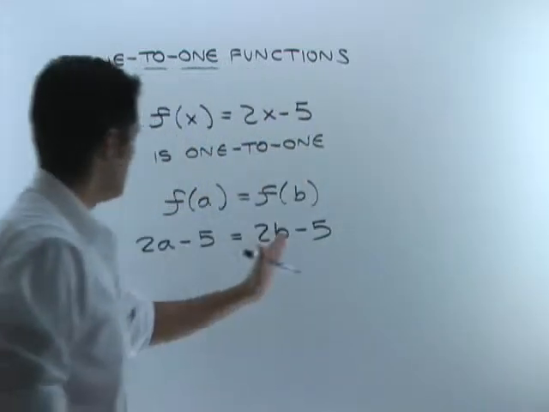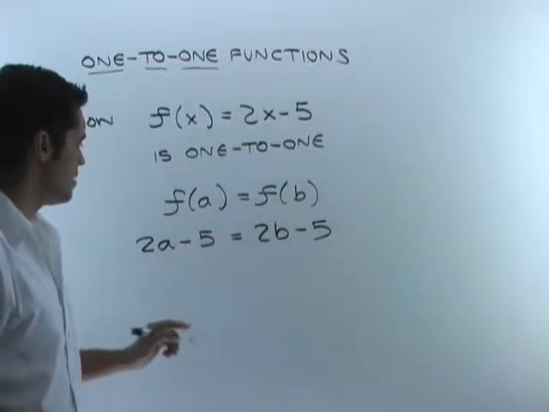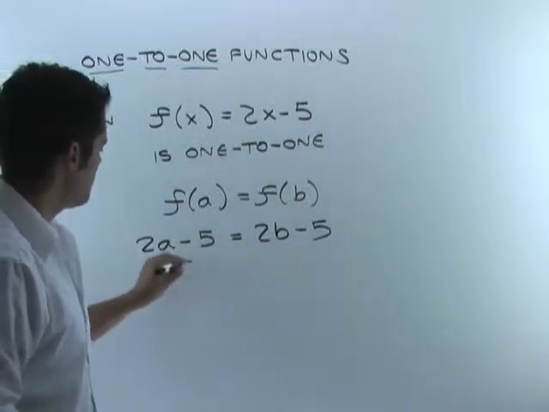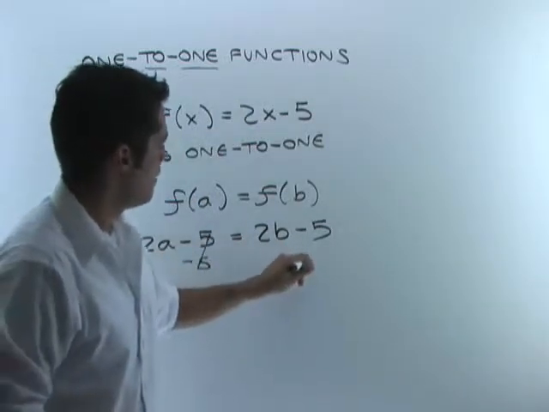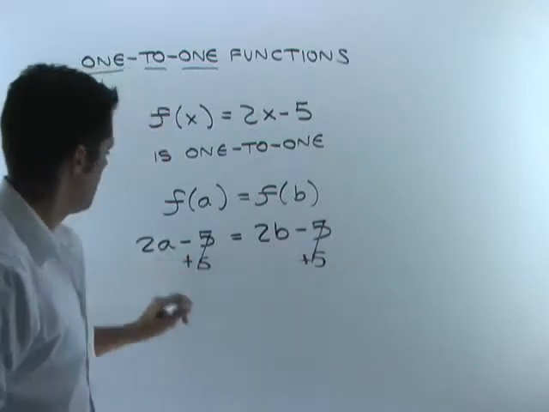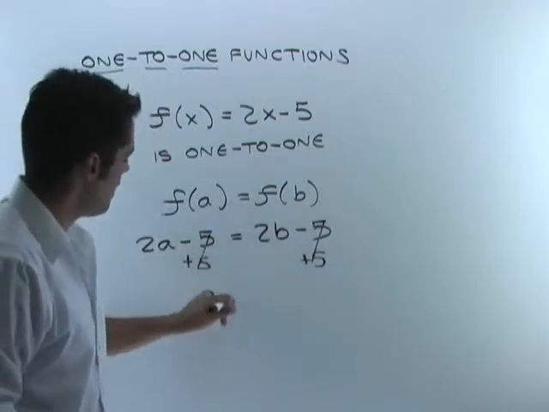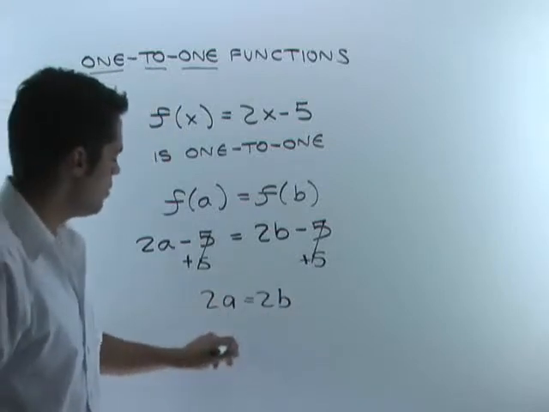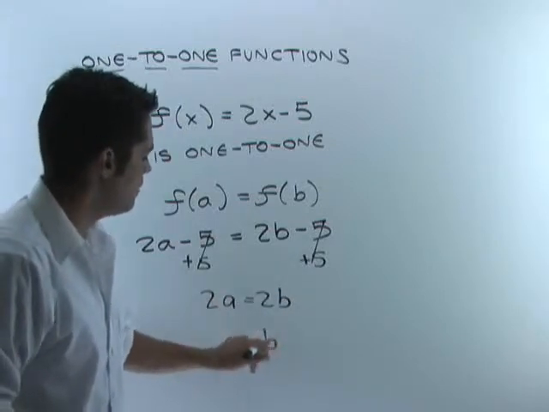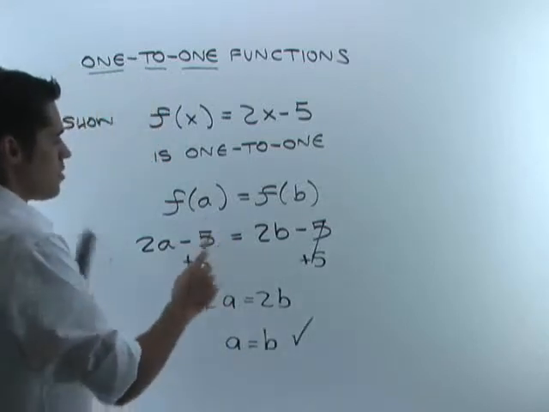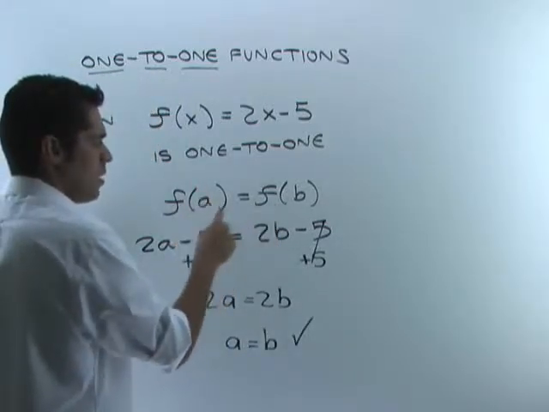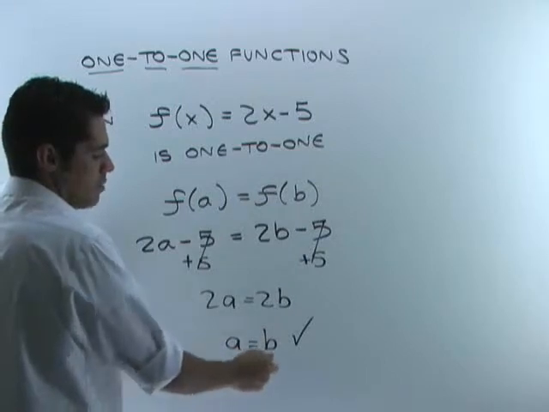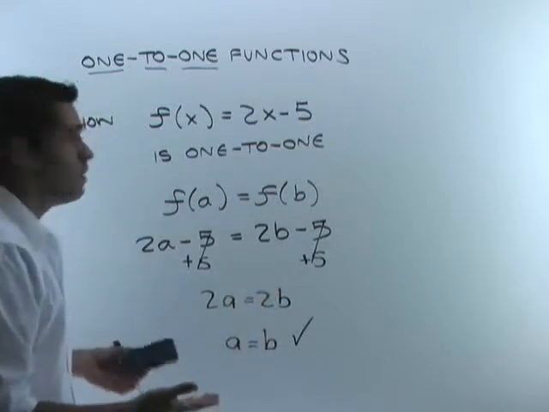Okay, let's try and algebraically manipulate this. Let's add 5 to both sides. Add 5 here, they go away. I get 2a equals 2b. Now divide both sides by 2, and you get that a must be equal to b. And that checks. So we started out saying if these two were equal, we concluded that a must be equal to b. Therefore, it is a one-to-one function.